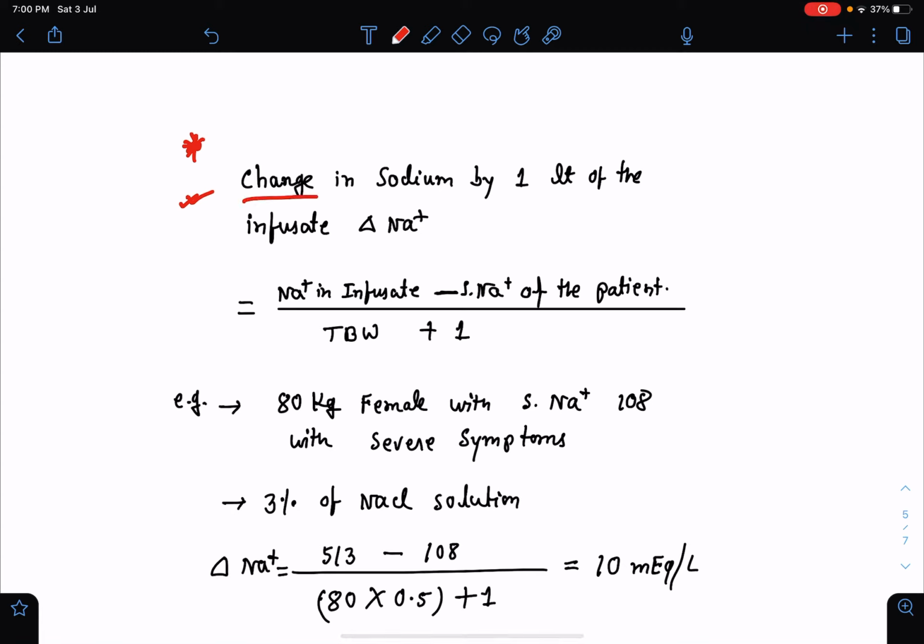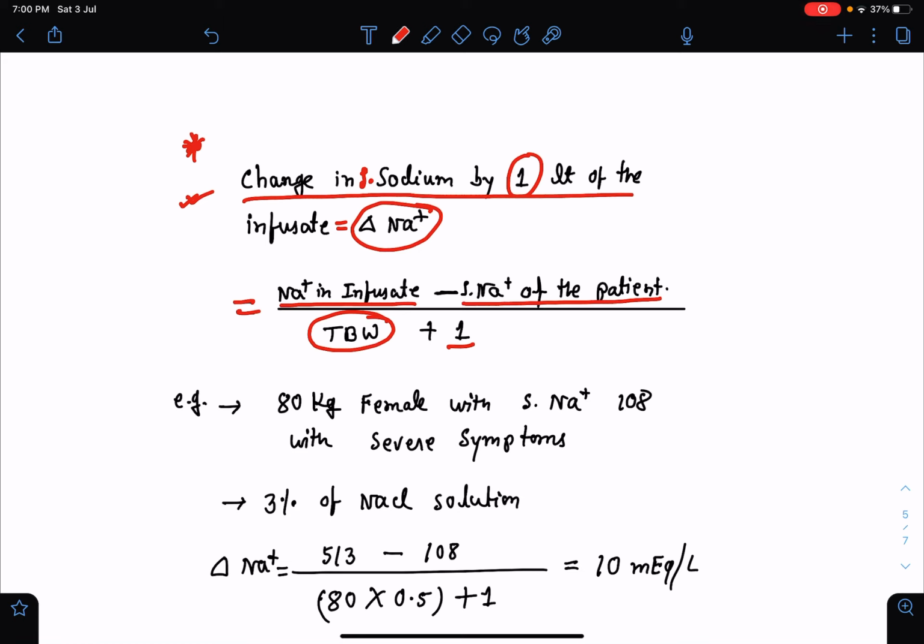So the change in serum sodium by 1 liter of the infusate, that is delta sodium, we can find out by the formula: sodium in infusate minus serum sodium of the patient, divided by total body water plus 1. Again I am saying, the change in serum sodium by 1 liter of the infusate will be sodium in infusate minus sodium of the patient, divided by total body water plus 1.